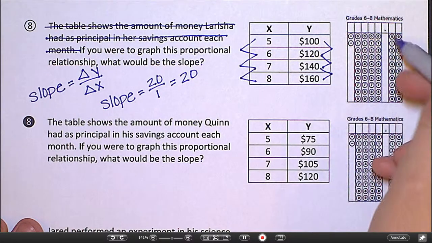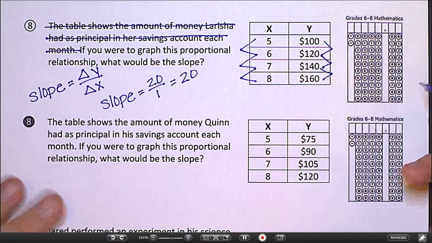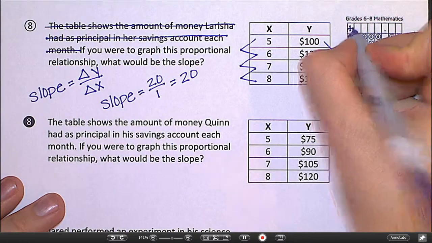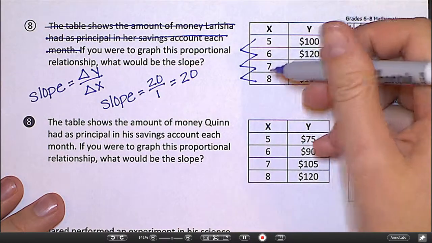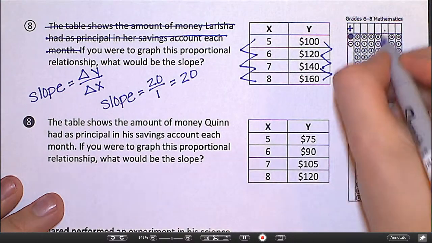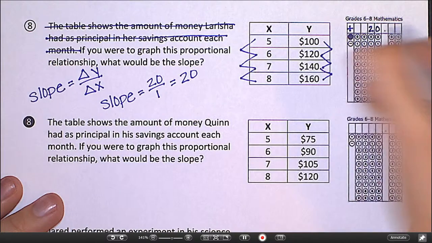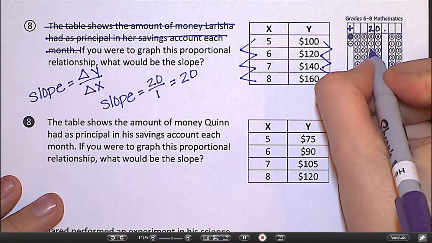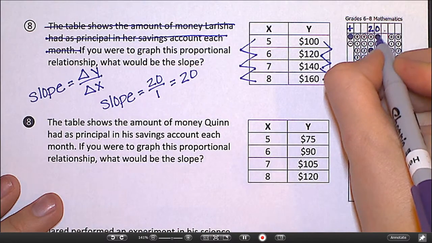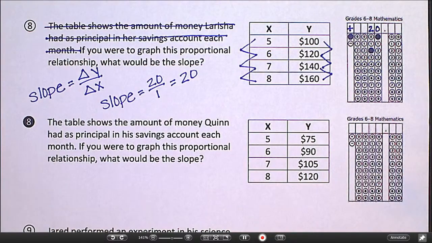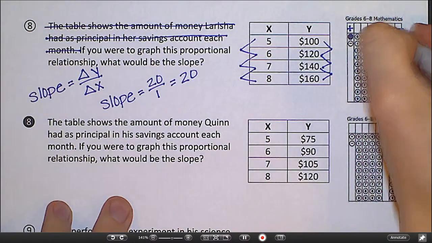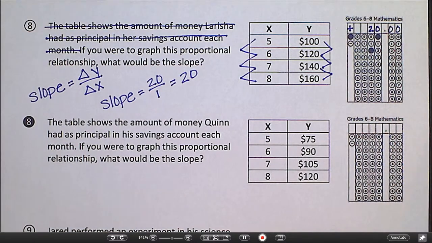So we need to put this in our griddable here. Obviously it's positive because it's going up 20 and up 1. And then here's my decimal point, so I need to put my 20 right here. And it's very important that we bubble, and that we bubble neatly and completely. That way the machine can read our answer. And it needs to go right here before the decimal point. If you want to put in these extra zeros, you can do that. That's fine, but it's not necessary.